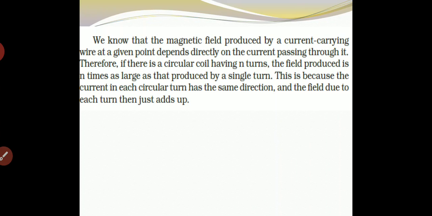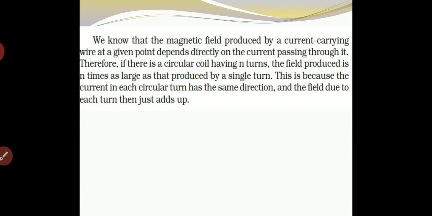We know that the magnetic field produced by a current carrying wire at a given point depends directly on the current passing through it. So from this you can see that the magnetic field produced is directly proportional to the current passing through it.